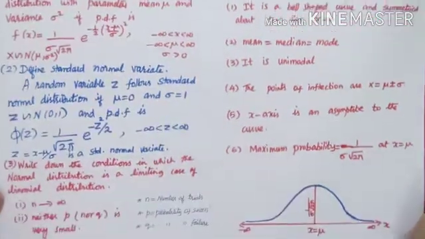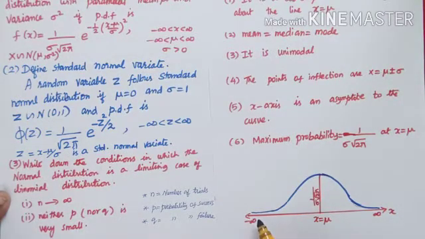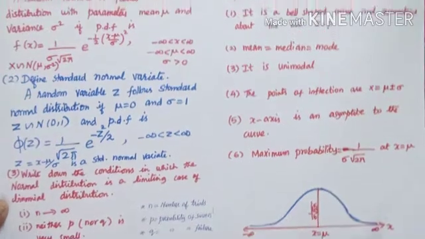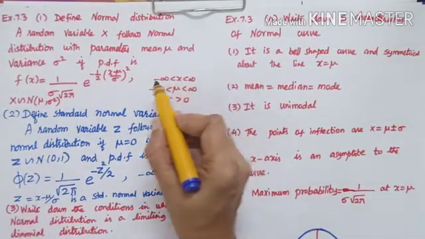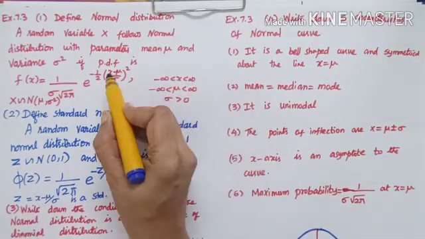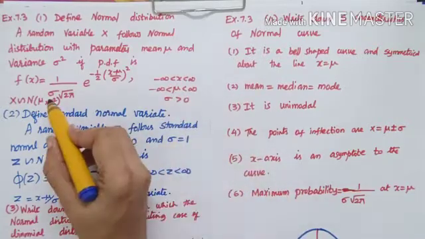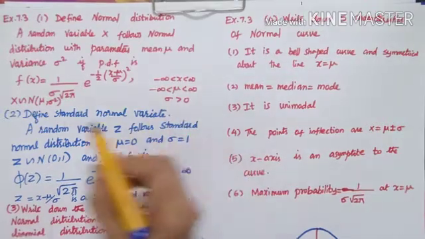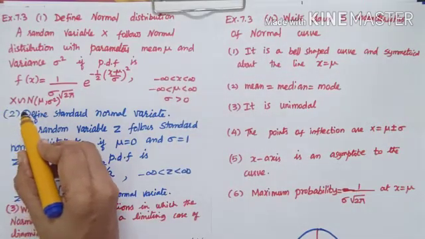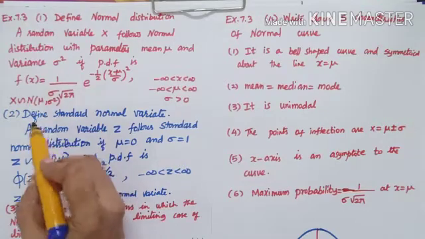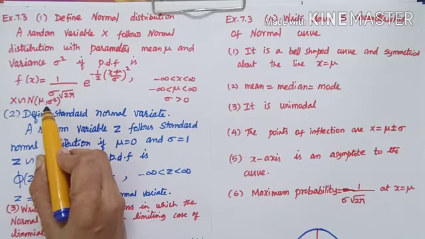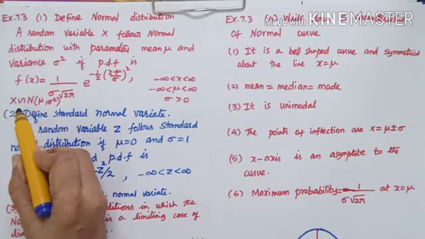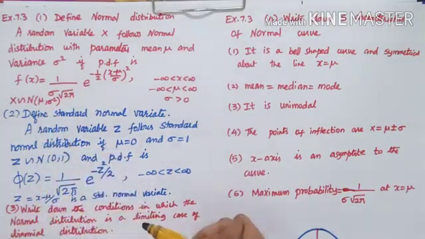What did we see in the diagram? The x value ranges from minus infinity to plus infinity. The curve goes on and on but never touches the x-axis. So we say x ranges from minus infinity to plus infinity, mu also the same, and sigma, the standard deviation, is always positive. We shortly denote it: X follows N, that is normal, with parameters mu and sigma square. X follows N(mu, sigma square).